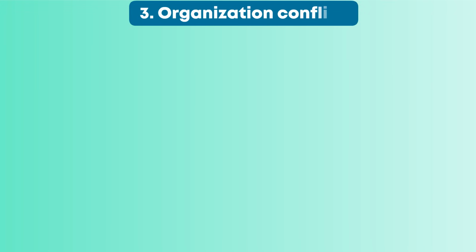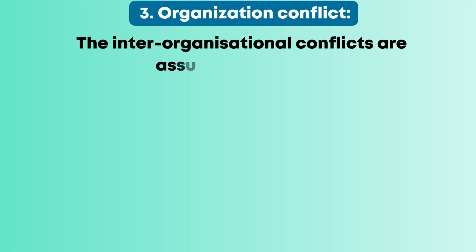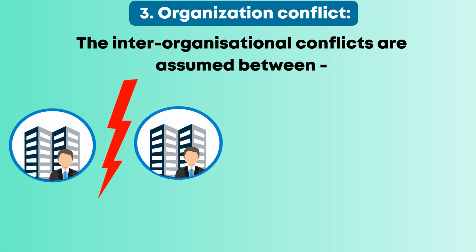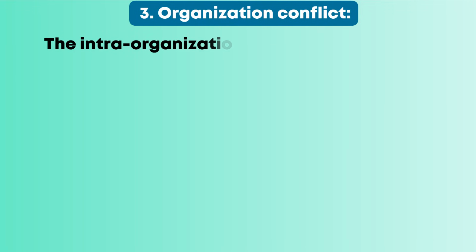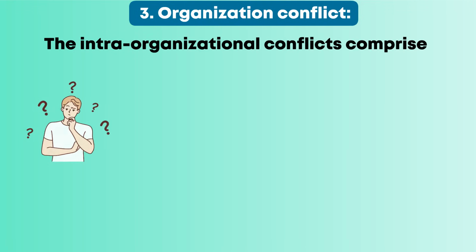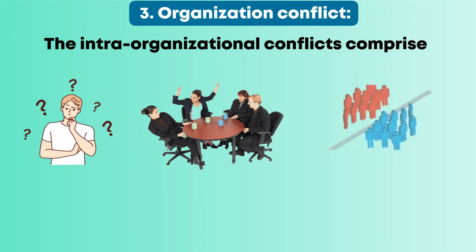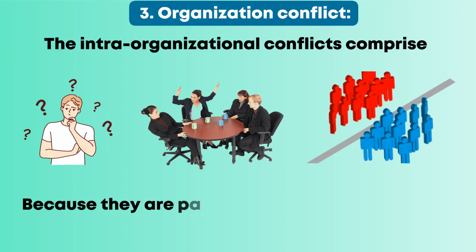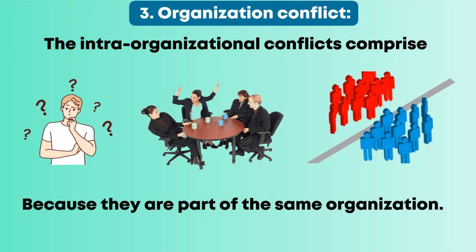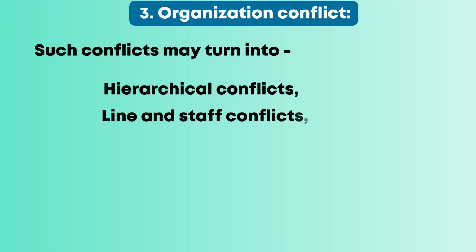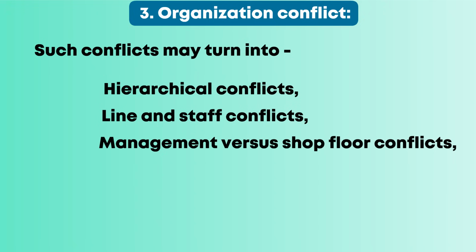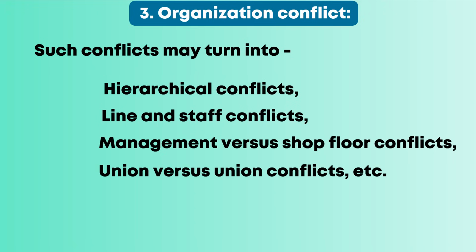3. Organization conflict. The interorganizational conflicts are assumed between two organizations or between a business organization and government. The intraorganizational conflicts comprise all interindividual, intergroup, and intragroup conflicts because they are part of the same organization. Such conflicts may turn into hierarchical conflicts, line and staff conflicts, management versus shop floor conflicts, union versus union conflicts, etc.